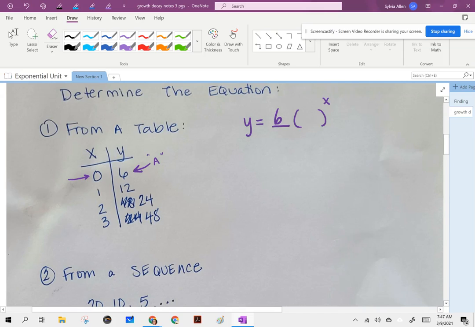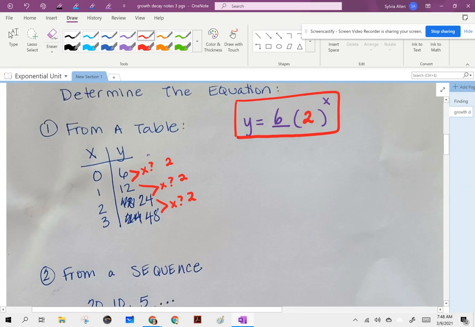Now I've got to find B, which is the rate of change. So I need to figure out what it is that I'm multiplying by. So in order to get from 6 to 12, what did I multiply by? In order to get from 12 to 24, what did I multiply by? And then from 24 to 48, what did I multiply by? Well, sometimes it's really easy to see, oh, okay, I'm multiplying by 2. Sometimes it's really easy to see that, and then I can go ahead and put that there, and then I'm done finding the equation.